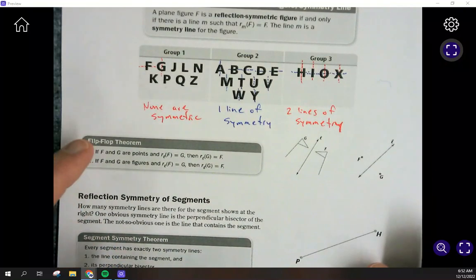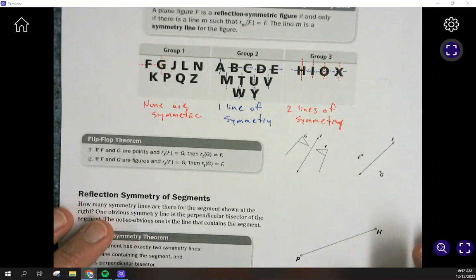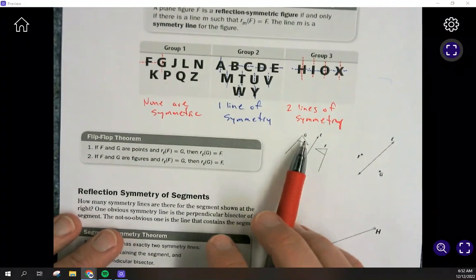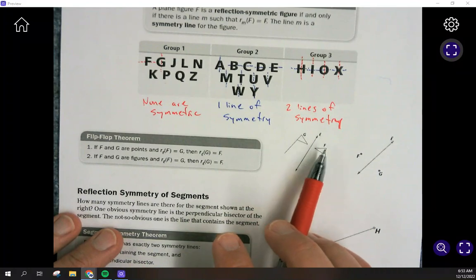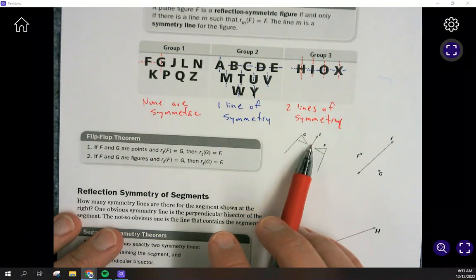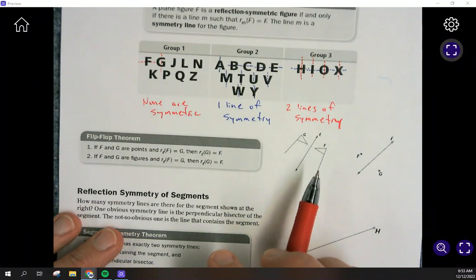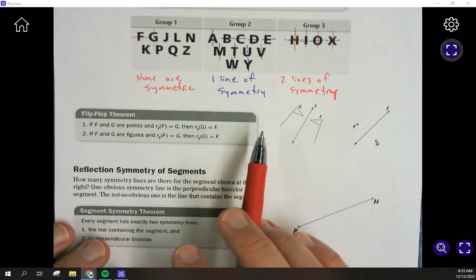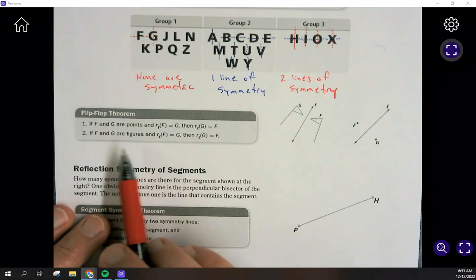Okay, so we've actually talked about this next theorem. We've just not given it a name. The flip-flop theorem says if I reflect a figure over a line and then I reflect that image back over the line, I get back to the pre-image. That's what the flip-flop theorem says. So as we start building proofs, we can use this theorem.